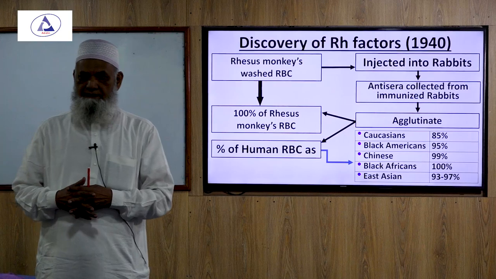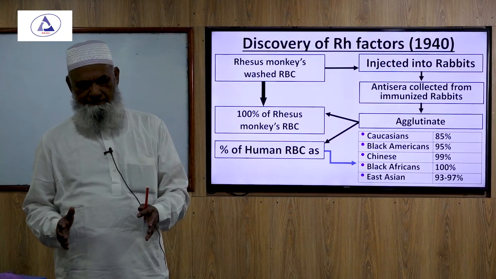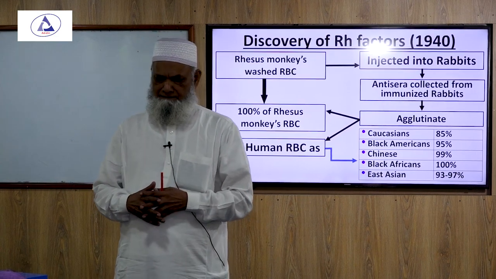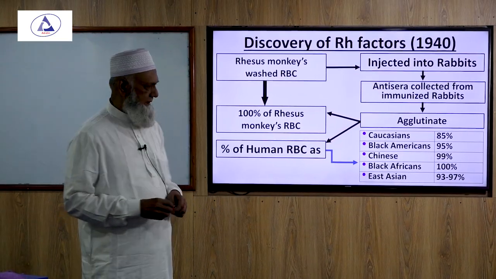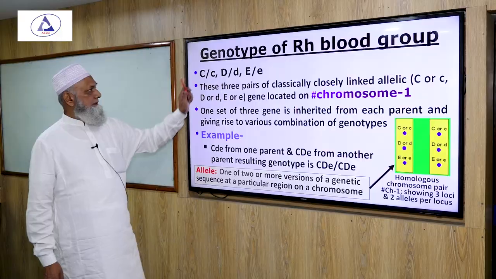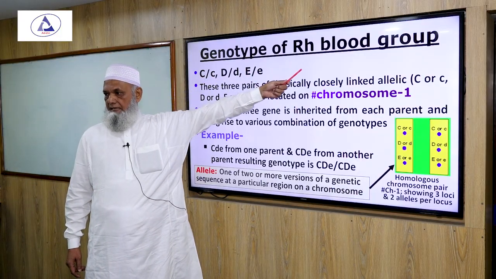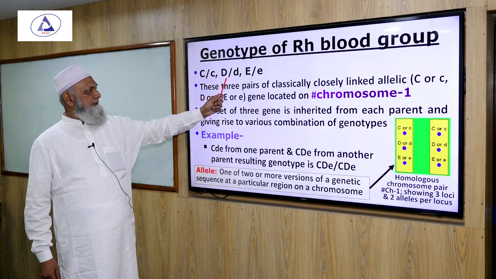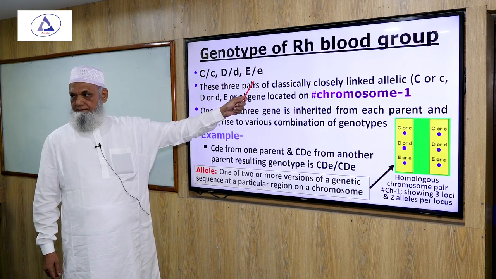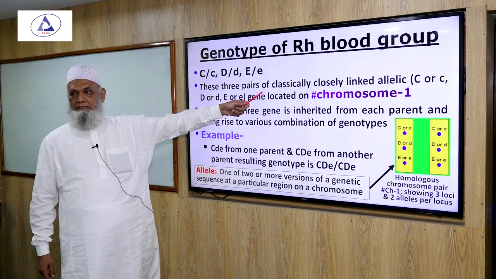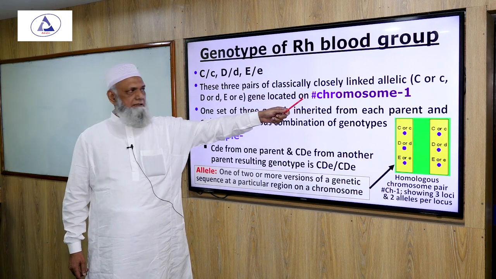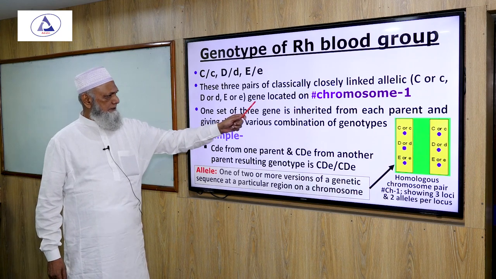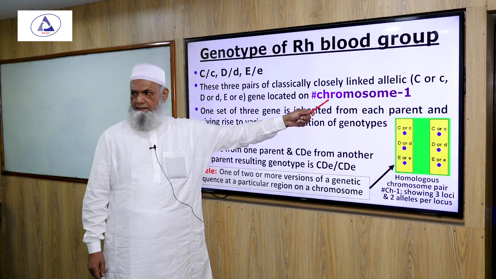Those who contain Rh factor are called Rh positive individuals, and those who do not contain Rh factor are Rh negative individuals. Genotype of the Rh blood group: CCDDEE, these are the genotypes. These are three pairs of closely linked allelic genes. The genes are located on chromosome 1.